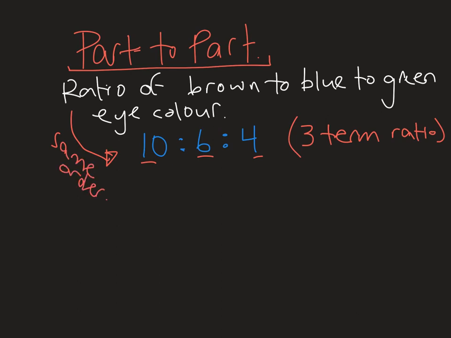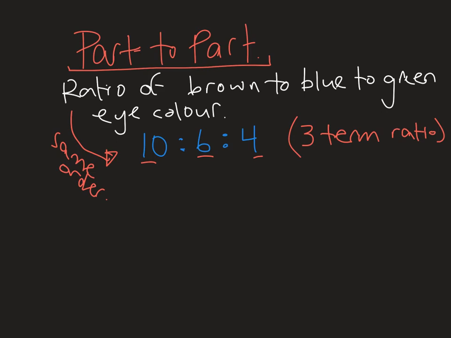So if I give you something to write as a ratio, say for instance this, I say what's the ratio of brown to blue to green, and I give you a bunch of numbers, and you give me back 6 to 4 to 10, it's actually incorrect because it's not written in the order that the words were written in. So you have to be very, very careful with that.